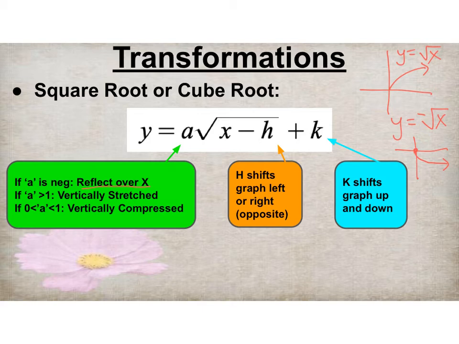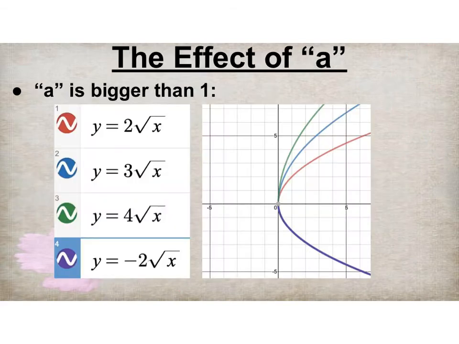If a is bigger, it's going to be vertically stretched, which kind of just means it's going to be taller. If a is between 0 and 1, it's going to be vertically compressed. So I'm going to be squishing it down, so it's going to be squished like that. H is going to shift left or right, so it's changing the x, and it's going to go opposite. K is going to shift it up and down, so that's going to change the y.